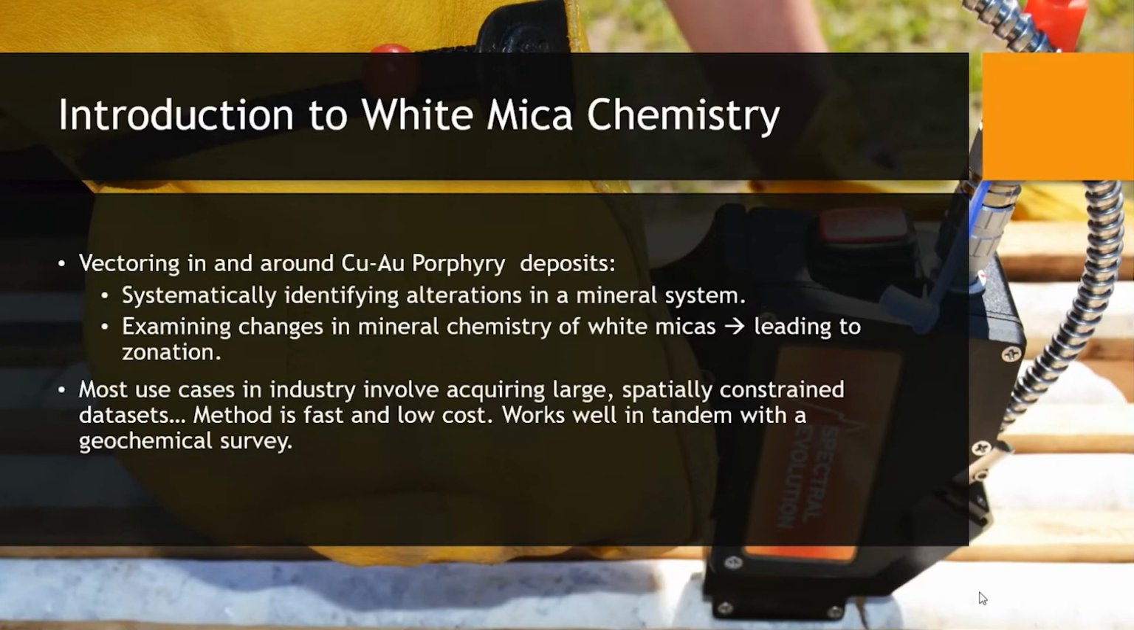Most use cases in the mining industry are going to require acquiring large, spatially constrained data sets. This is why using a field spectrometer is an easy approach, because it's fast and it's low cost. And again, to reiterate, it works well with other data sets such as geochemical surveys.